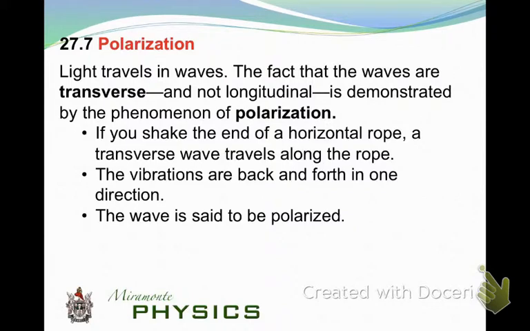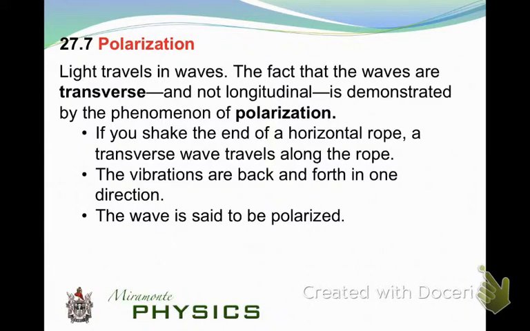Light travels in waves. The fact that waves are transversal, I'm thinking geometry, transverse and not longitudinal, is demonstrated by polarization. Because light can be polarized, that is evidence that they are transverse, meaning light waves wave like this. They actually go like this and like that at the same time. So it's electromagnetic waves. The electric fields are going sinusoidally this way. The magnetic fields are going sinusoidally this way. So they combine for this really weird, cool, overlapping wave.